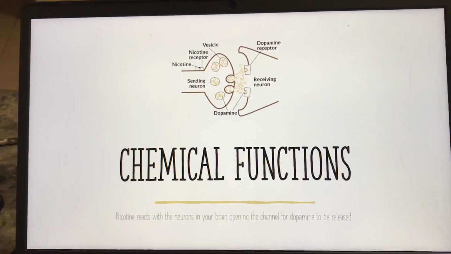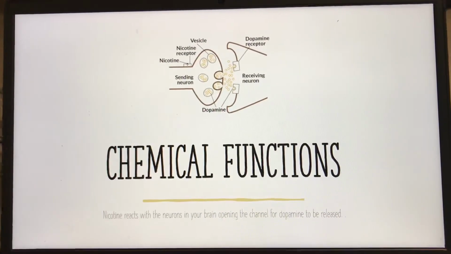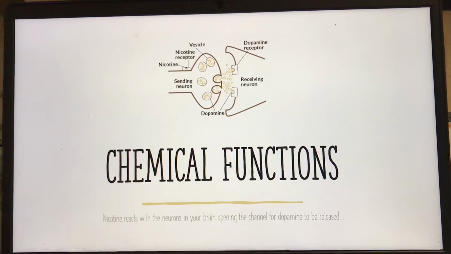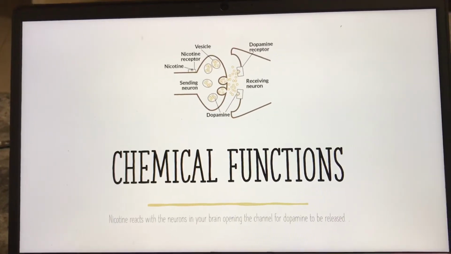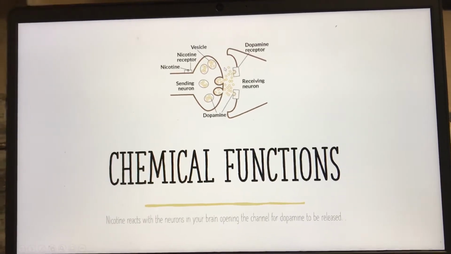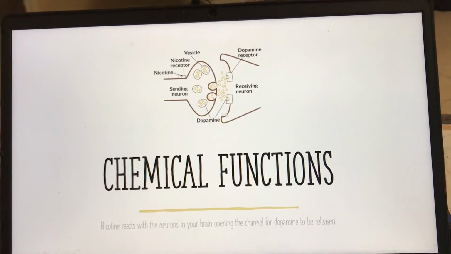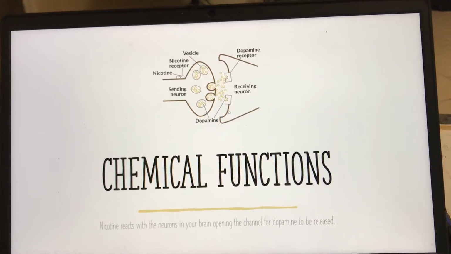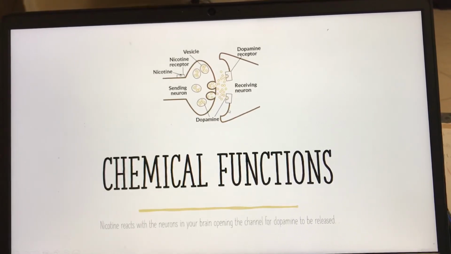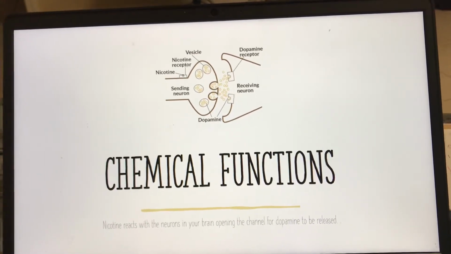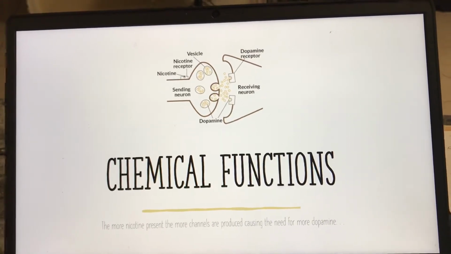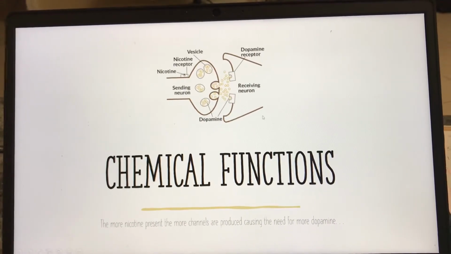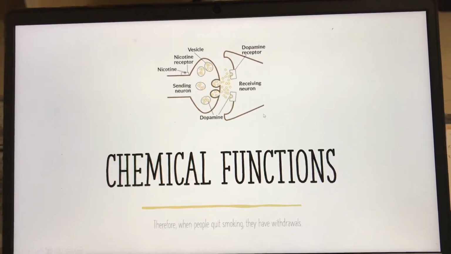And then the nicotine reacts with the neurons in your brain, opening the channel for the dopamine to be released. So the more dopamine that's released, the more that our body will actually produce more of these dopamine receptors. The more dopamine receptors that we have, the more dopamine that our body wants.